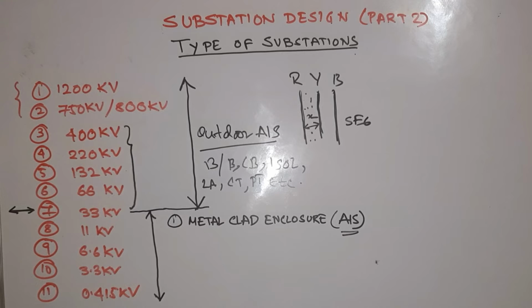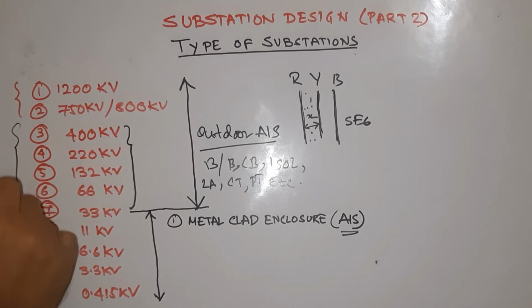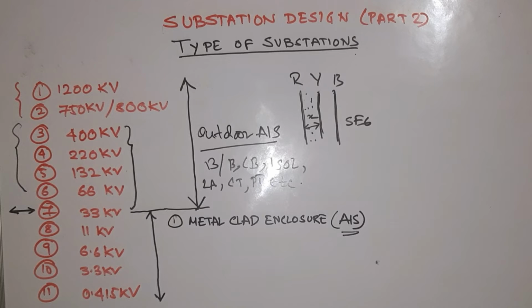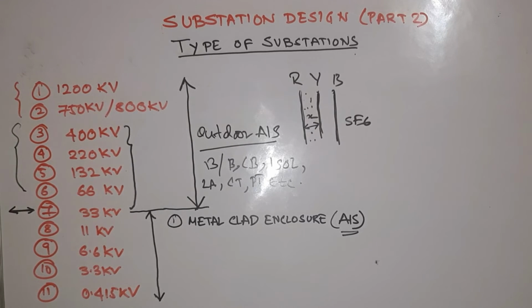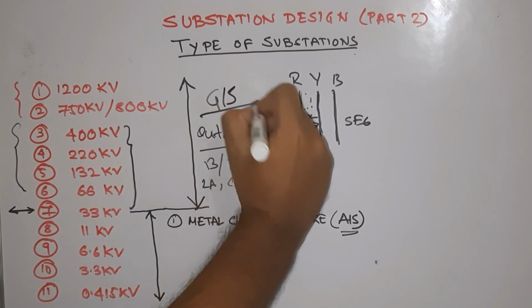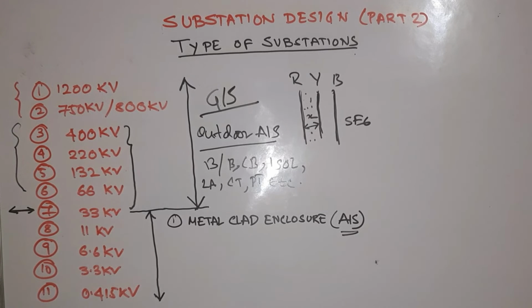So if we need to make these things indoor, or if we need to make higher voltage switchgear assemblies in a smaller size enclosure, we have to use SF6 as an insulating medium. So there we will house all these things in an SF6 insulated enclosure. So that becomes gas insulated switchgear, or GIS. So this becomes GIS, gas insulated switchgear.